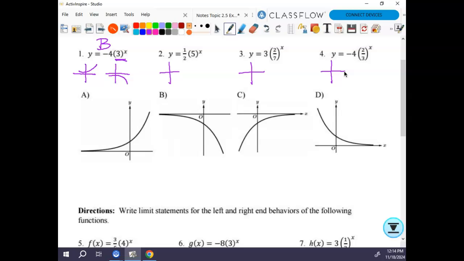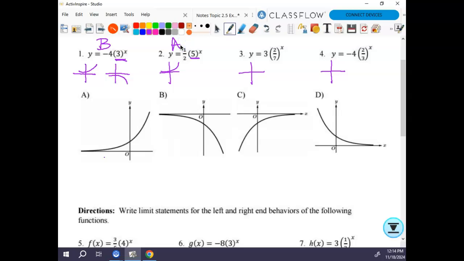Okay, so on number 2, if I look at that 5 to the x, that tells me it's exponential growth. The 1/2 is a vertical dilation, which means it's going to squish it down, but there's no scale on this and no actual numbers, so if I squish it down, it still has the same basic shape, which I think would be A. Y'all agree with that?